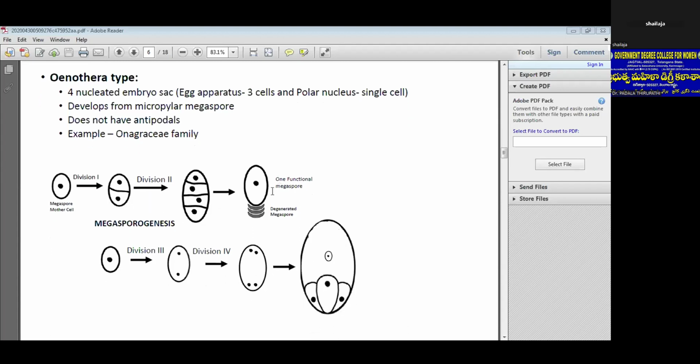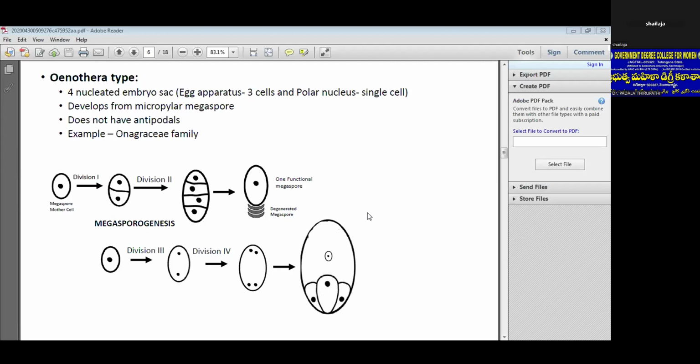See here, same as polygonum, the chalazal three are degenerated, but the micropylar one is the functional megaspore. After the mitotic divisions, it has only four nuclei. See here, one polar nucleus is in the center, and the three antipodals are absent. From the other three nuclei, one is the egg cell and two are synergids. This is the Oenothera type of embryo sac.